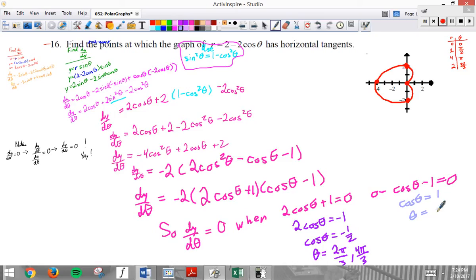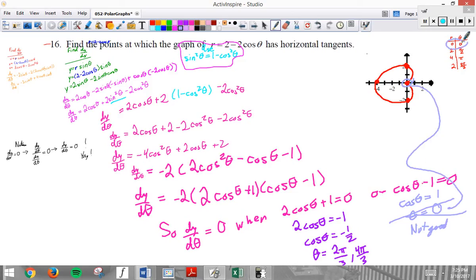Cosine of theta equals 0. Oh my gosh, cosine of theta equals 1. Cosine of theta equals 1 has only one solution between 0 and 2 pi. It's 0. Okay? So theta equals one of these 3 values, or all of these 3 values. Which one doesn't work? Okay, so we have to look at the graph. This doesn't work. Not good. It's this point.